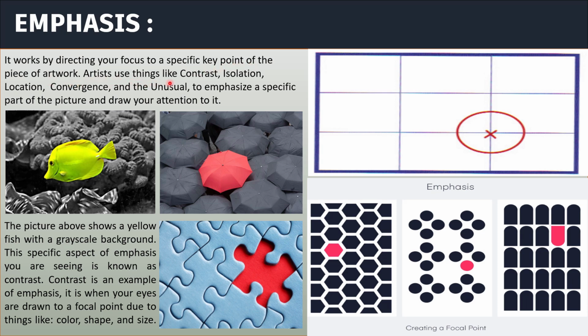Artists use these things like contrast, isolation, location, convergence, and the unusual to emphasize a specific part of the picture to draw your attention to. So in this you can see all the elements are in black, and in unity, then there's one contrast color right here as well. And if you see these pictures as well, this fish above is creating an emphasis on itself while giving a contrast. Same over here, these two pictures.